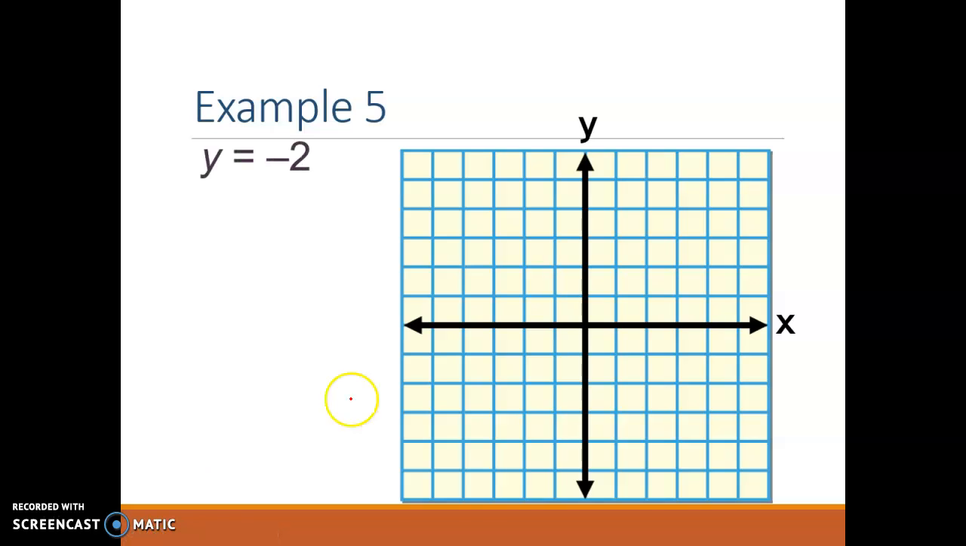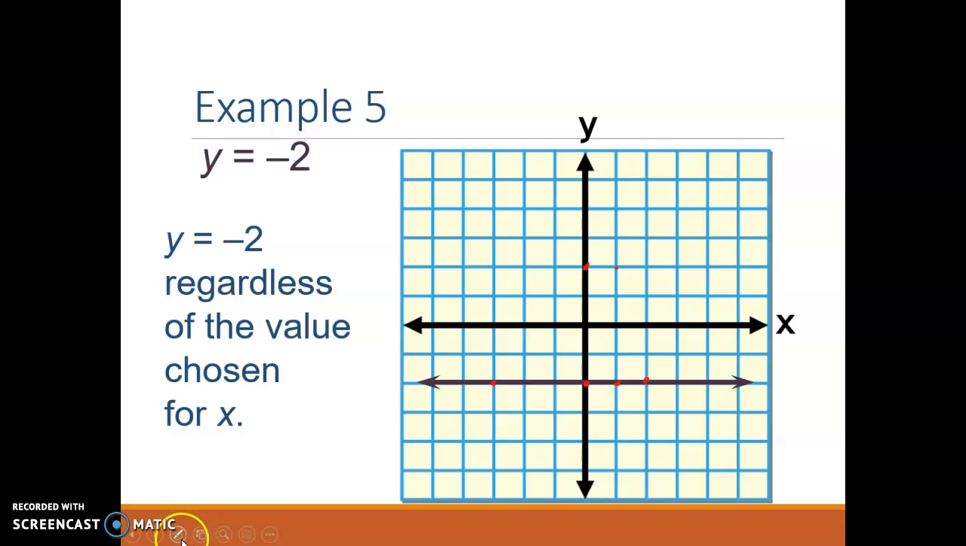Let's take a look at an example, y equals -2. Well, that means when x is 0, y equals -2. When x is 1, y equals -2. When x equals 2, y equals -2. When x equals -3, y equals -2. No matter what your x is, y is always -2. And so when we graph that, it will cross through the y-axis at y equals -2 and will be a horizontal line. Okay, y equals -2 regardless of the value of any x.